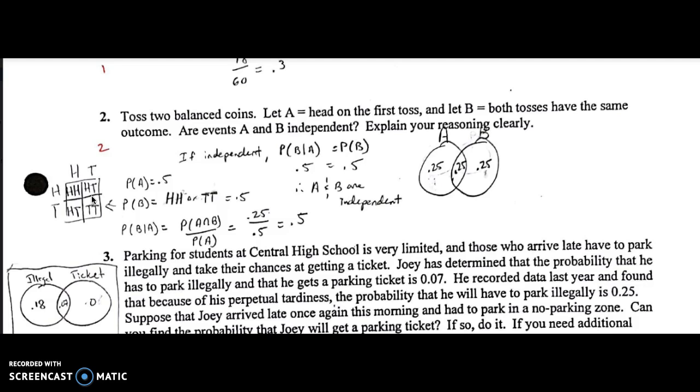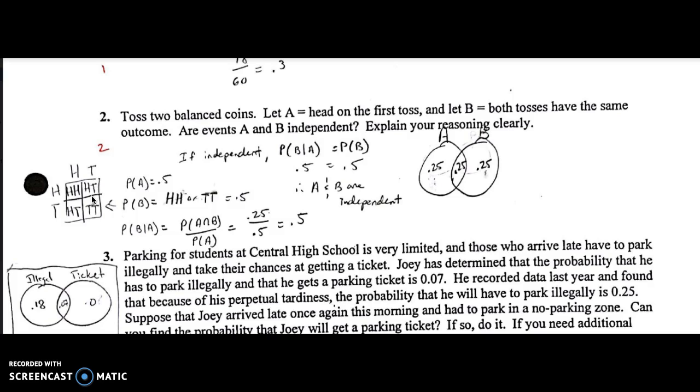Question 2 says you're going to toss 2 balanced coins. Let A equal a head on the first toss and B equal both tosses have the same outcome, which means they could be 2 heads or 2 tails. And they want to know if events A and B are independent, and then explain your reasoning clearly.